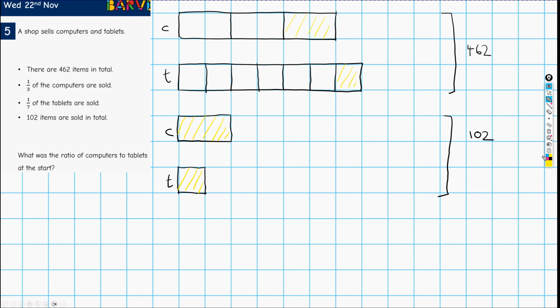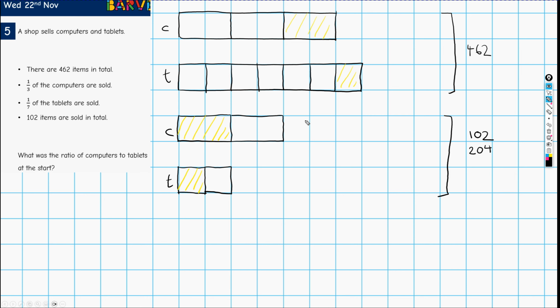Well, what we might do then is to think, well, what if we had sold two thirds of the computers and 2/7 of the tablets. Let's see, what does that do? So we're going to add another third of computers and another seventh of tablets. And what do we know? We know that those two also have a value of 102. So now my model represents 204. Okay, with those two pieces here.